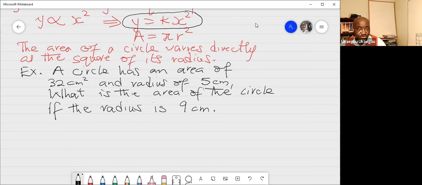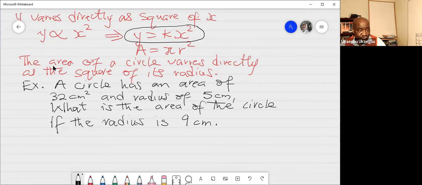Okay, already you know that. Somebody else, read the one on red, please. Another person. The area of a circle varies directly as the square of its radius. Exactly. So this is where we are starting from. That's where you create your mathematical equation.